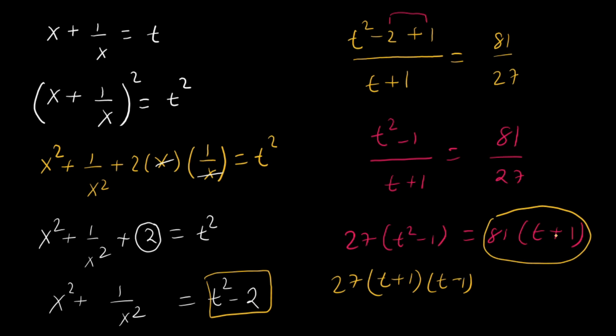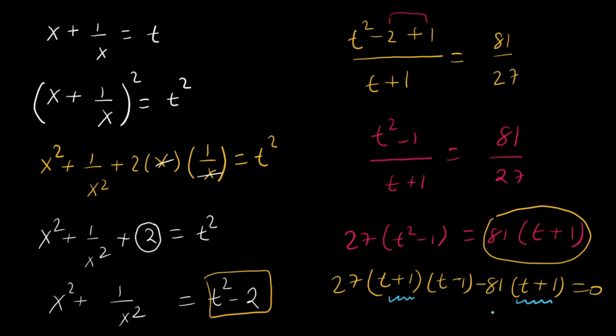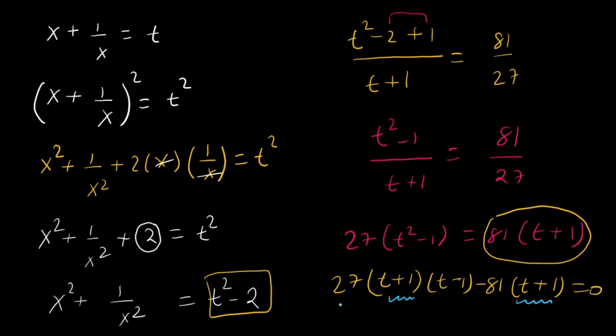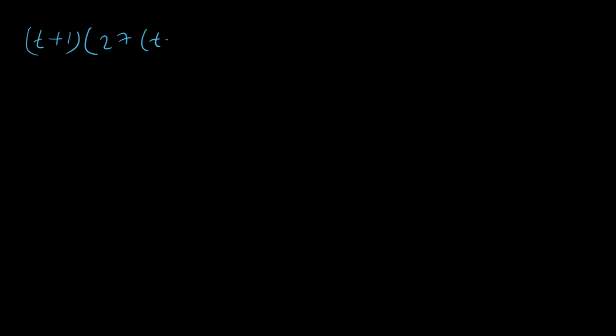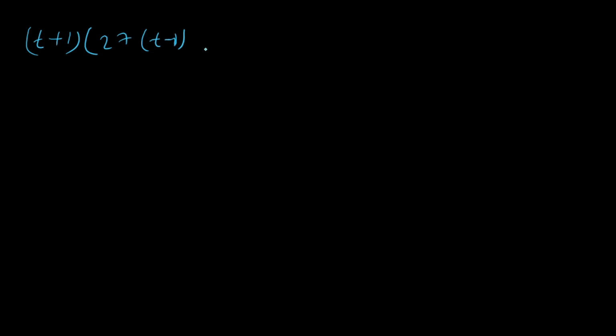So if we take the right hand side expression to the left hand side, then minus 81 times (t plus 1) equals 0. Here look carefully, t plus 1 is common. If we take t plus 1 common, then 27 times (t minus 1) minus 81, and this is equal to 0.